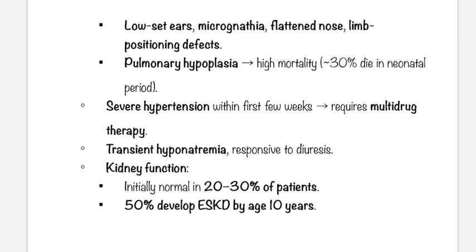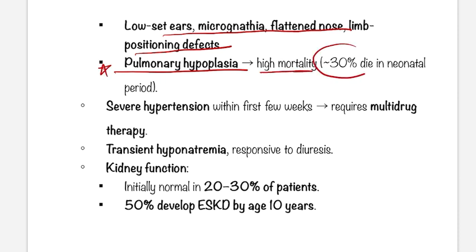Is there any peculiar facies? Yes, you can call them Potter facies: low set ears, micrognathia, flattened nose, and limb positioning defects. All are part of this Potter syndrome spectrum. Pulmonary hypoplasia may occur, and if it occurs, then there is high mortality of more than 30%. Severe hypertension is the hallmark within the first few weeks. It requires multi-drug therapy. Just remember, transient hyponatremia is also a feature.